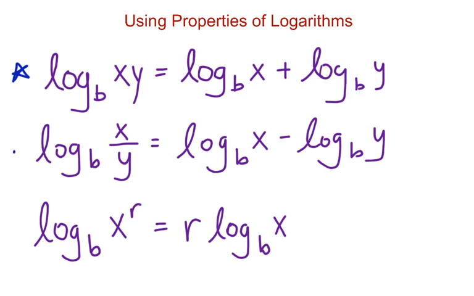Our second property or rule will be involving quotients. A quotient can change to two logs being subtracted. And then our final property would be involving powers. So if we have log base b of x to the power of r, the power can come down out front. So keeping those three properties in mind, we'll look at a few examples.